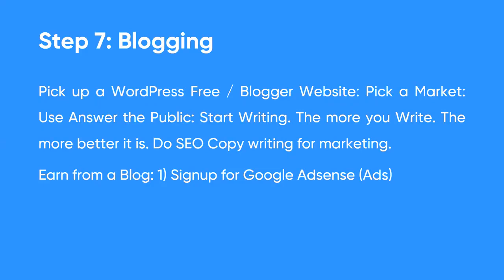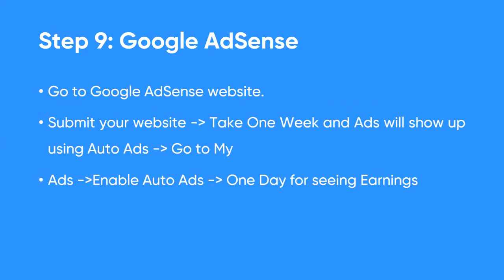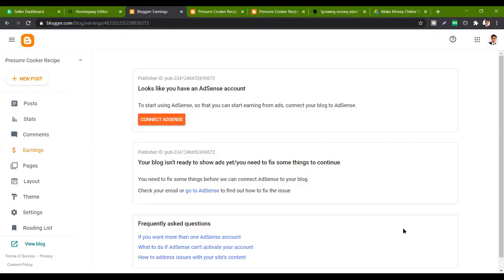Earn from a blog. Sign up for Google AdSense. Go to the Google AdSense website. Submit your website. It will take 1 week for approval, and then ads will show up. Okay, so basically before that you have some rules on Google AdSense. Before applying for Google AdSense, I have not prepared a slide for that, but I will tell you what are all the rules. There are only 3 rules.